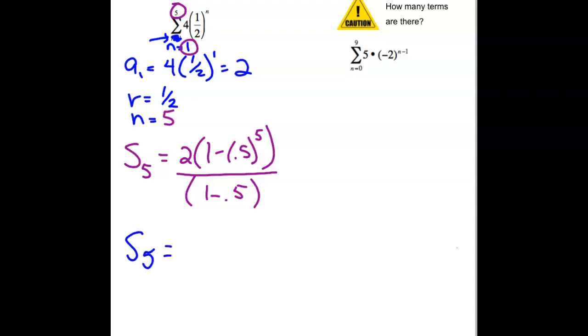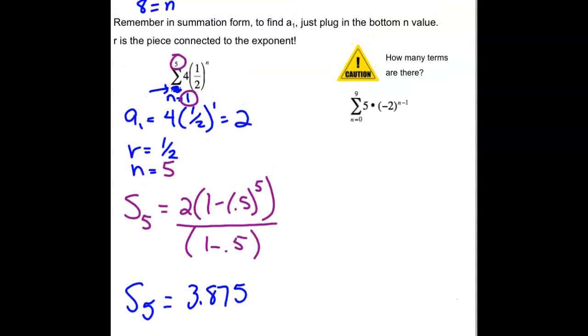You should be getting 3.875 for an answer. All right, for the next one, just use a little caution here because notice that we are starting with an n value of 0. So to find that very first number that we're supposed to use in our formula, we actually have to plug a 0 in for n.